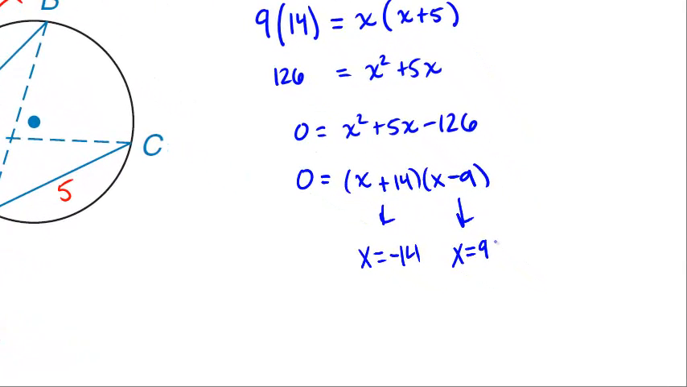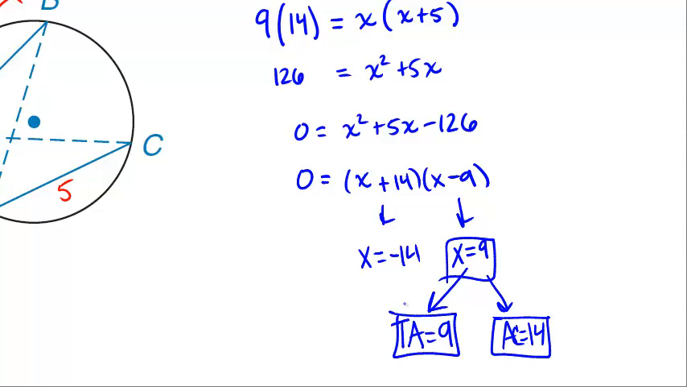Now, only one of these really makes sense here. Since we can't have a side length of negative 14, x must be 9. So if x is 9, that would lead us to believe that TA is 9. Therefore, AC, the entire length, in this case, also worked out to be 14.